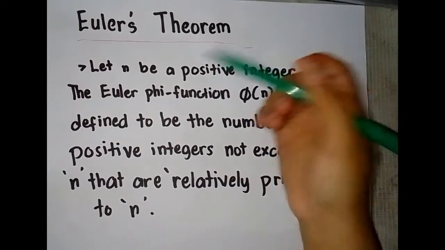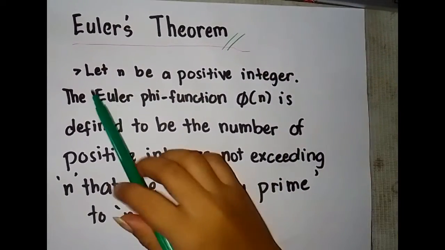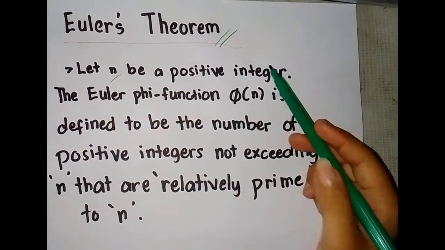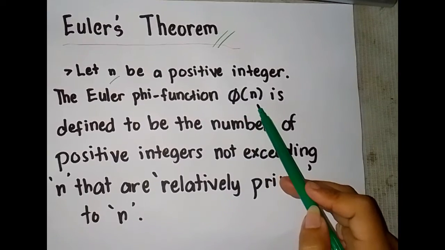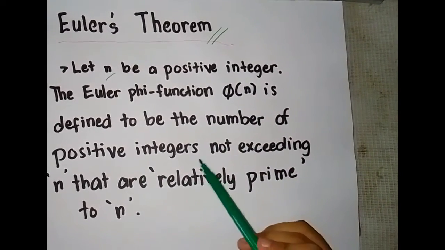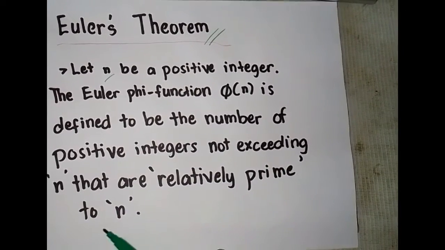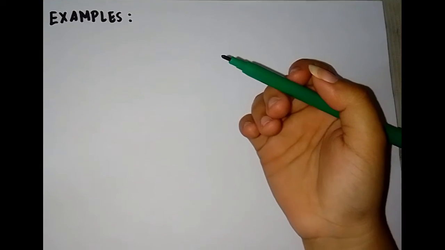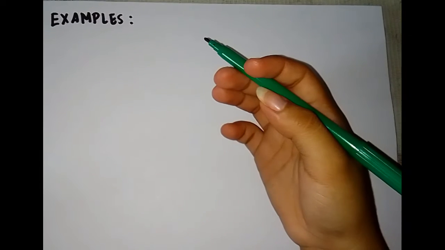And for the next topic, we have Euler's theorem. For its definition, let n be a positive integer. The Euler phi function, or phi function of n, is defined to be the number of positive integers not exceeding n that are relatively prime to n. For the example, we'll find the positive integers not exceeding n that are relatively prime to n.